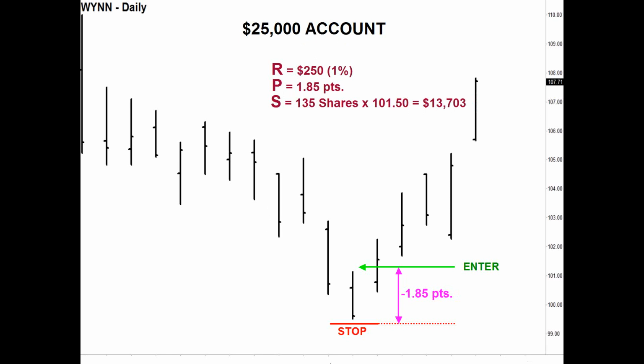Okay, do you see how this works? Do you see how we're really adding structure? We're taking guesswork out, and this simple method is really deciding for you how many shares you should be buying and selling on a trade-by-trade basis.